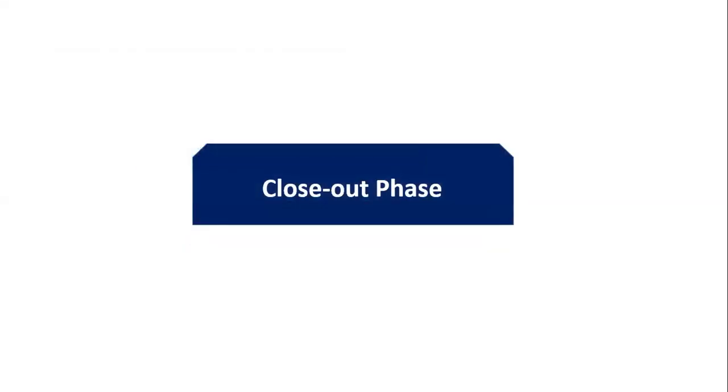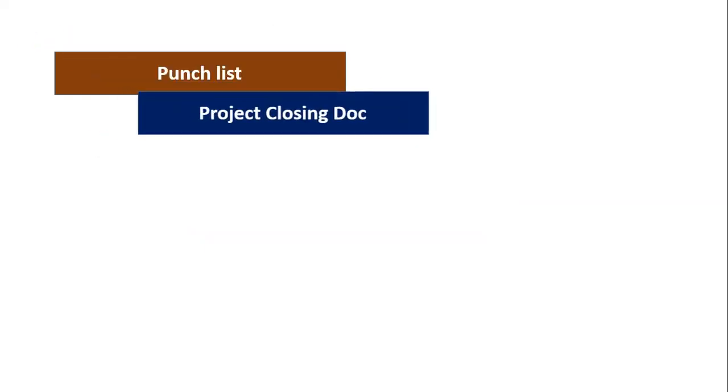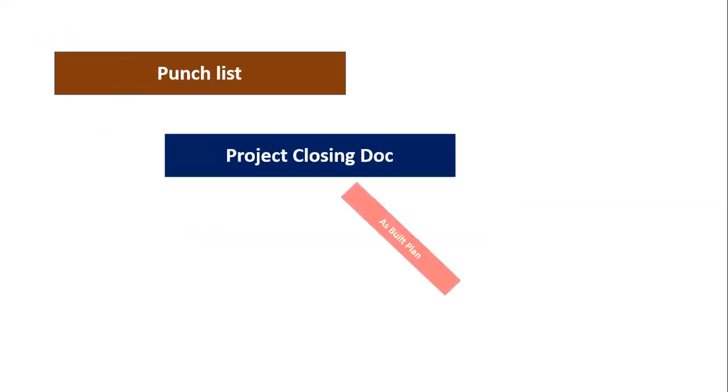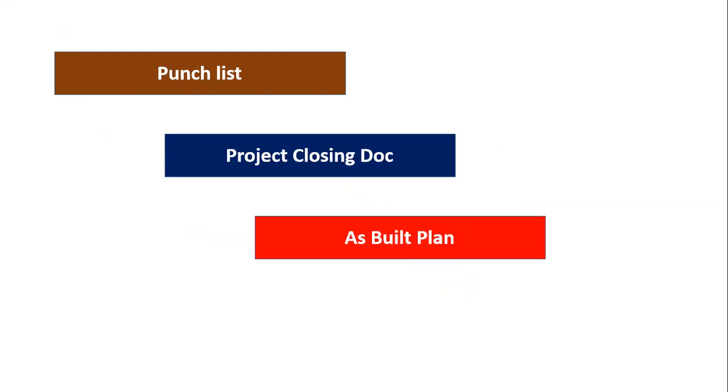Then you have the last closing phase, or closeout phase. In the closeout phase, you are going to make a punch list. You are going to make your project closing documents, as-built drawings and as-built plan, and that's done. This is your project life cycle. That is the way you will conduct your project management. That was the overview.